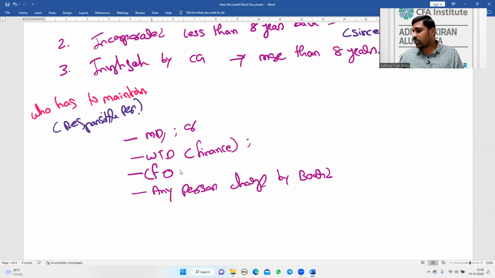Therefore, any of these persons may be entrusted with the task of maintaining books of accounts. If they fail to maintain the books of account, they have to pay a penalty of 50,000 rupees. This is who has to maintain.